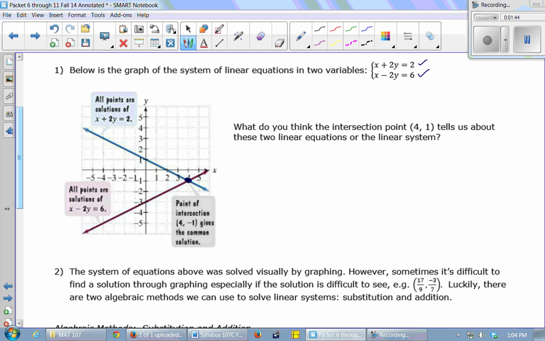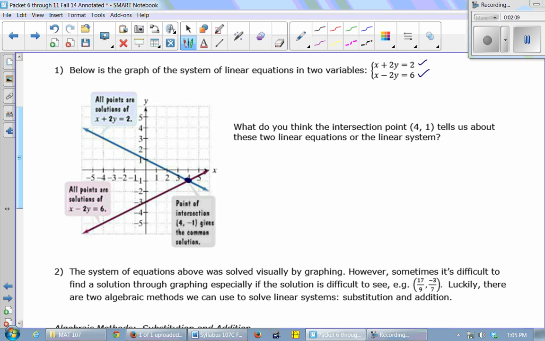Yeah. So what does 4 represent, which variable, x or y? X, and the -1 represents a y, right? Yeah, so (4, -1) tells you the x and the y coordinate for which these two equations are the same.